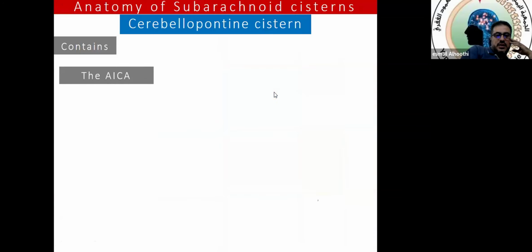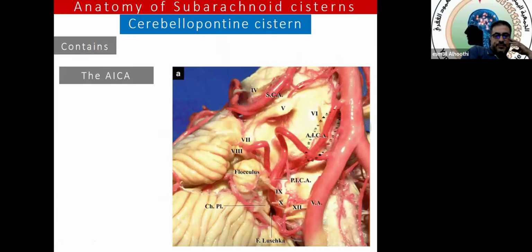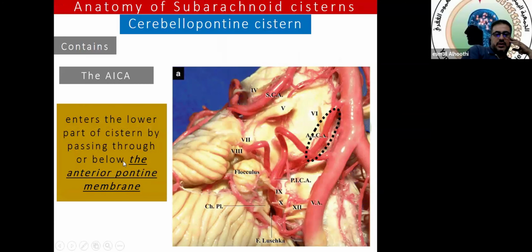Also, it contains the ICA. This is the ICA, originating from the basilar artery at this cistern. It enters the lower part of the cistern by passing through or below the anterior pontine membrane.